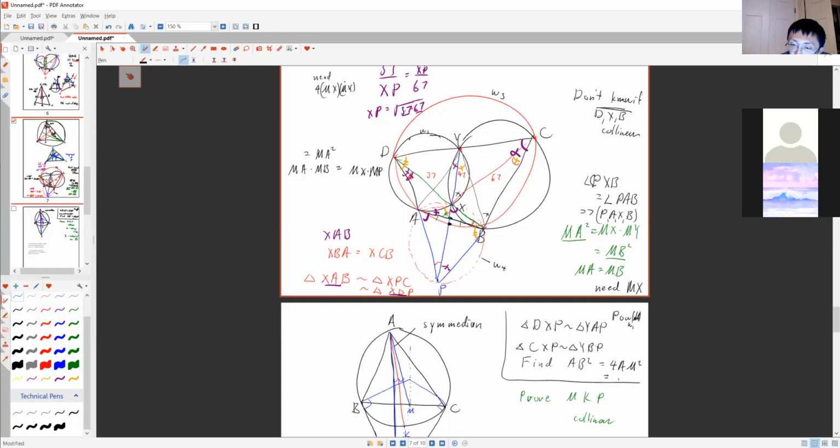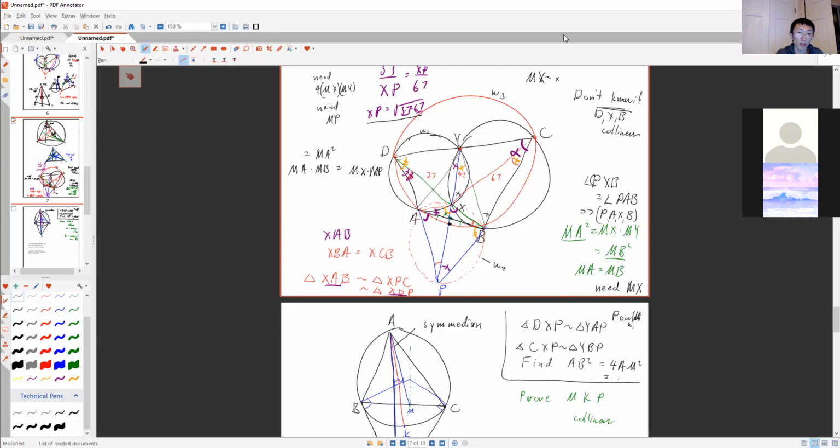So if I can find MX, that's fine. So that's the same as finding MP, right? So we just need the length of the median in triangle PAB. Because we already know XP was this. If I can get MP, so need MP, then that's good enough. Okay, yeah, so we should look at power of a point with respect to M, I guess. So let's say MX is little x.